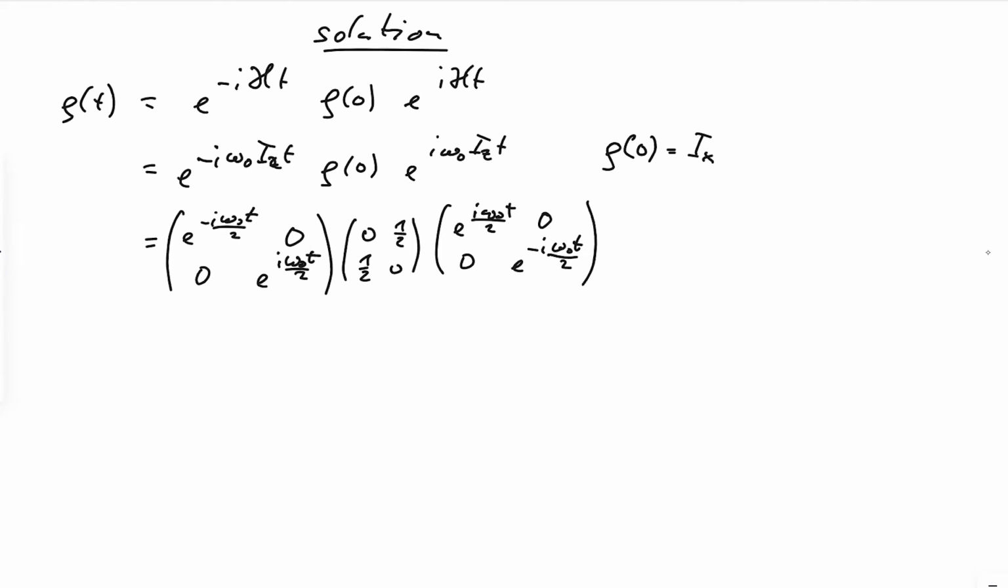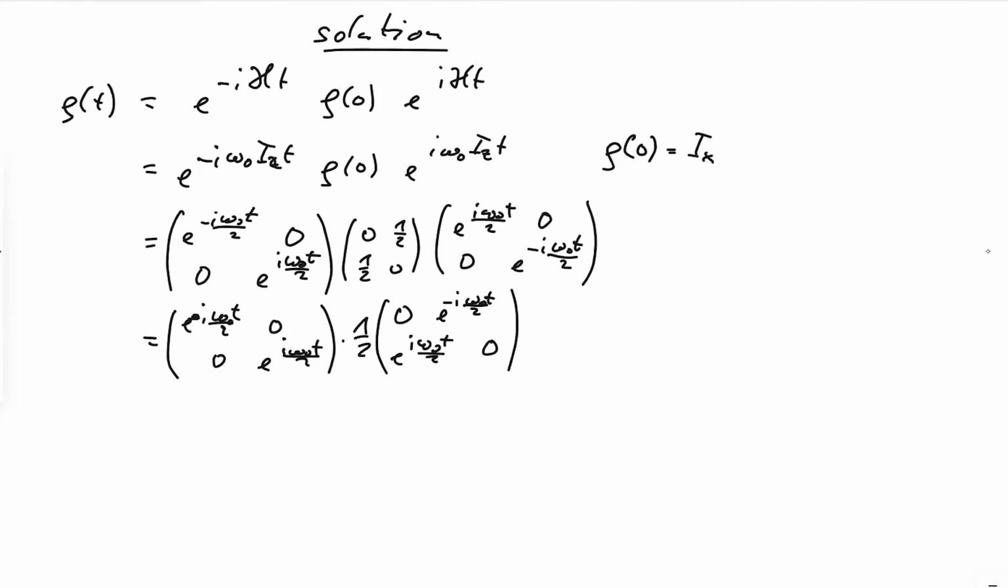Now we calculate, we take the last two matrices, then we have the minus i omega 0 t half, 0, 0, e to the i omega 0 t half times 1 half times 0, e to the i omega 0 t half, minus e to the i omega 0 t half, 0. And this is nothing else but 1 half, 0, e to the minus i omega 0 t, e to the i omega 0 t, 0.